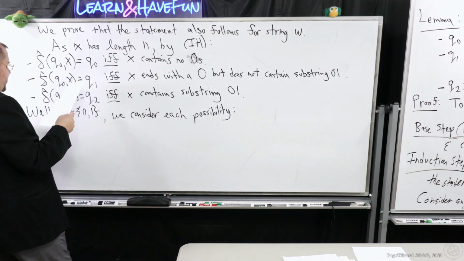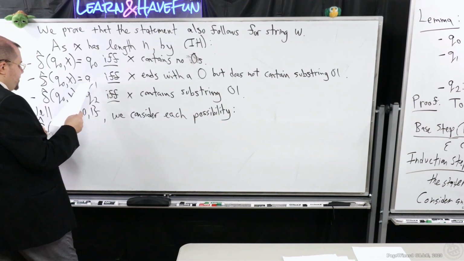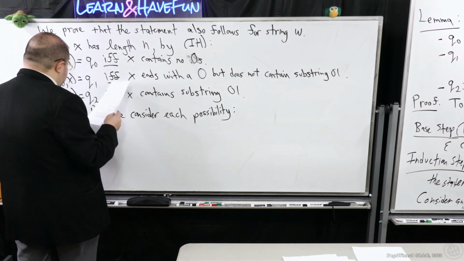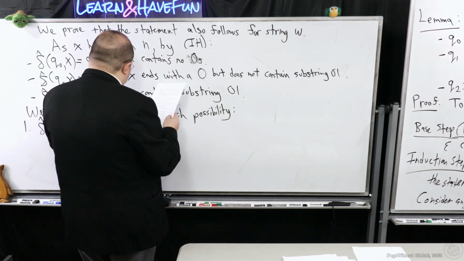So, first case, delta hat q0 x is equal to q0, and a is equal to 0.